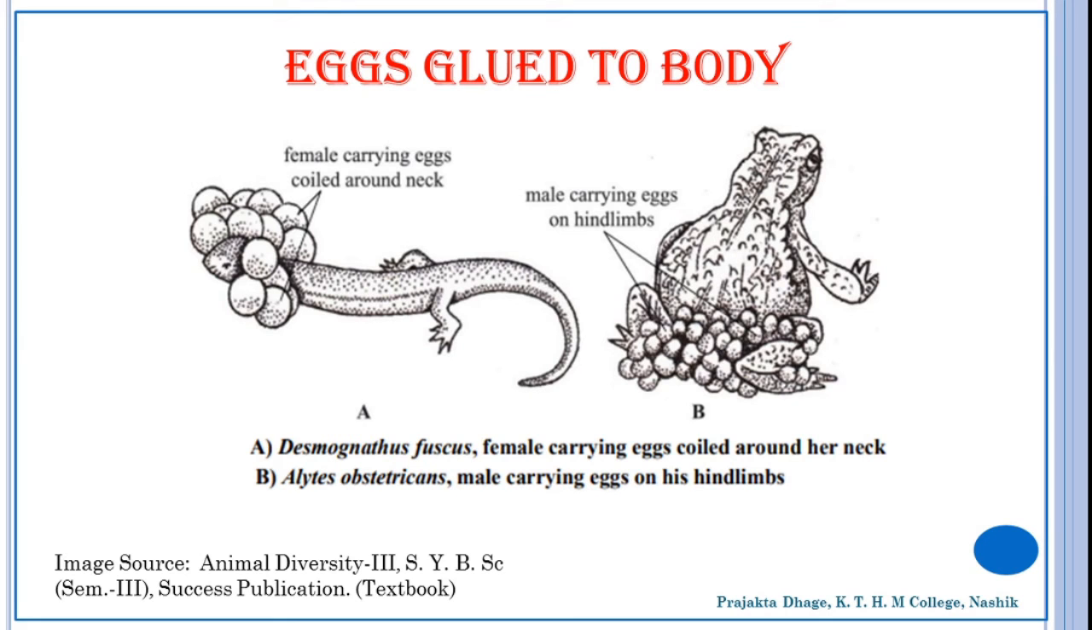The next one is eggs glued to the body. Now how does this happen? Many amphibians, eggs will be glued to the body of the parent, right? Now let's see what are the examples of it. Here you can see two examples. One is of the salamander Desmognathus fuscus, and another is Alytes obstetricans.